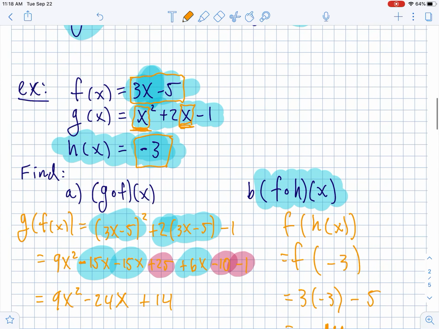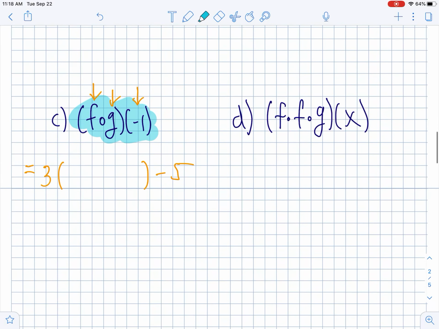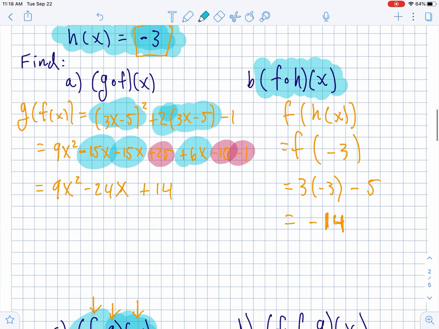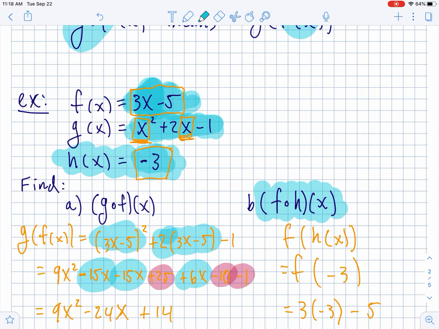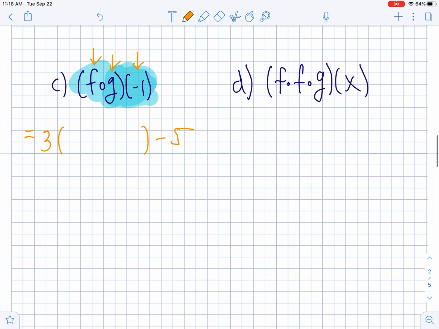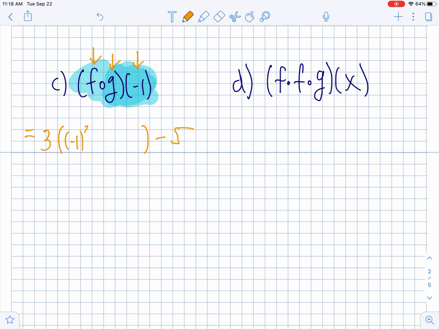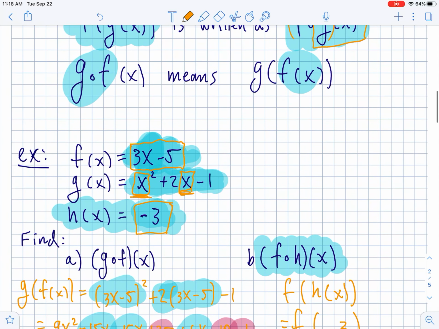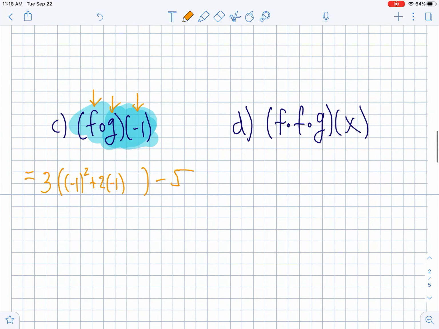That's the 3x minus 5 right here. That's the f function, the outside. But then inside, we need to put g of negative 1. And g is x squared plus 2x minus 1. So it's going to be negative 1 squared plus 2 times negative 1 minus 1. Okay. Now it's just all numbers, so we've got to clean up.